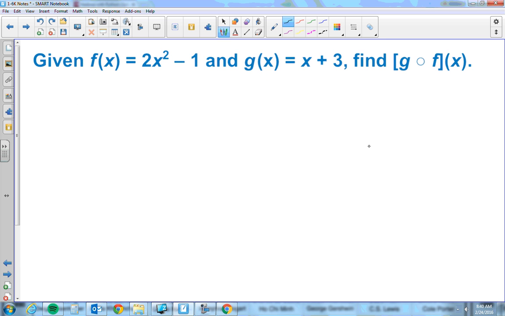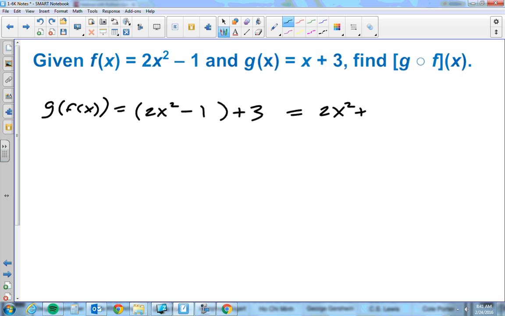Now the next example is the same functions, we're just doing the opposite, we're doing g of f. And you'll see it's not going to work out the same. So all g does is add 3 onto the input. And so put f in there. You didn't really need the parentheses in this case. They don't hurt though. And so we just get 2x squared plus 2. Much easier, much nicer.